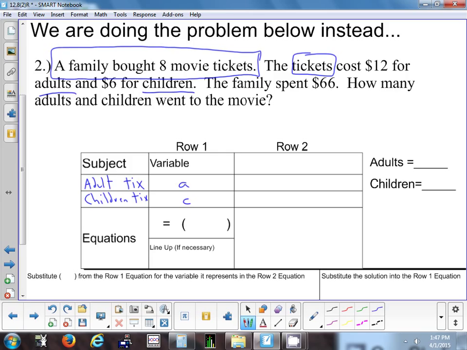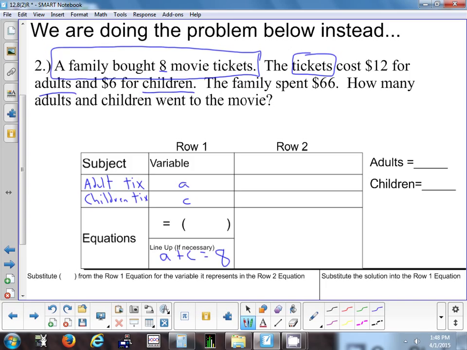So what am I doing with these 2 things? So I put A, then what? Yep. Equals how many? How many tickets overall? That's 66. That's money. How many tickets overall? How many did they buy? 8. Right? That's your equation for the amount.